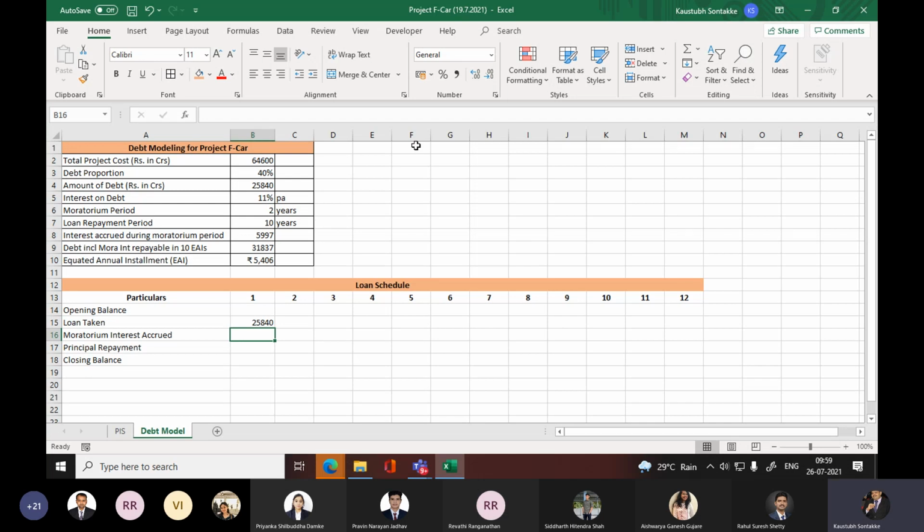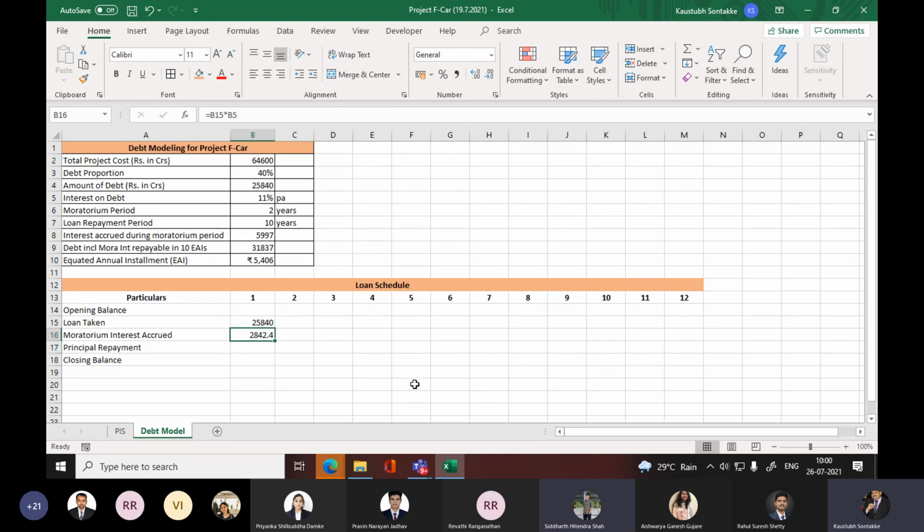Okay, now we have to calculate the moratorium interest accrued. So at the end of first year, only 1 year, the moratorium interest will be equal to, you have taken a loan 25,840. So take that cell multiplied by 11%, which is my B5. Here, if you want, instead of B4, you may take B15 also, which is from loan schedule. 25,840 makes no difference, but you can take it.